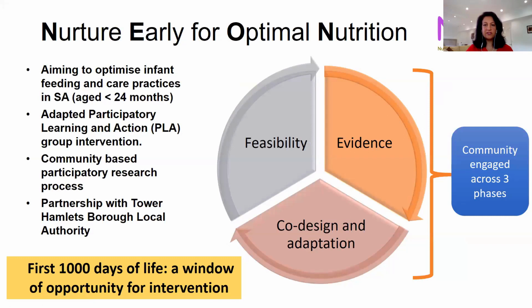And as you can see, the first part is about gathering evidence. The second part is about co-design and adaptation, a very key part of the project. And the third part is about feasibility. And what we were looking at was how to optimize feeding practices in children under 5. So, something very, very important and close to the community's heart.